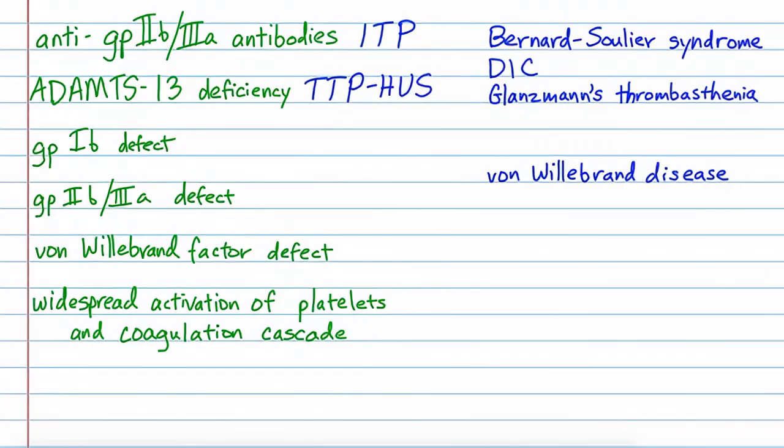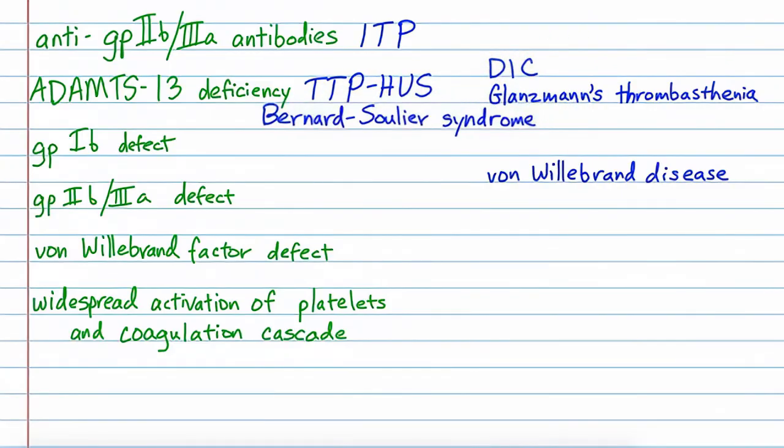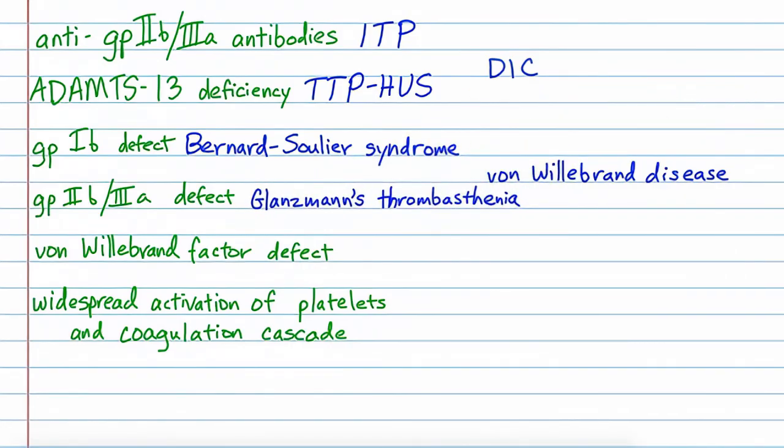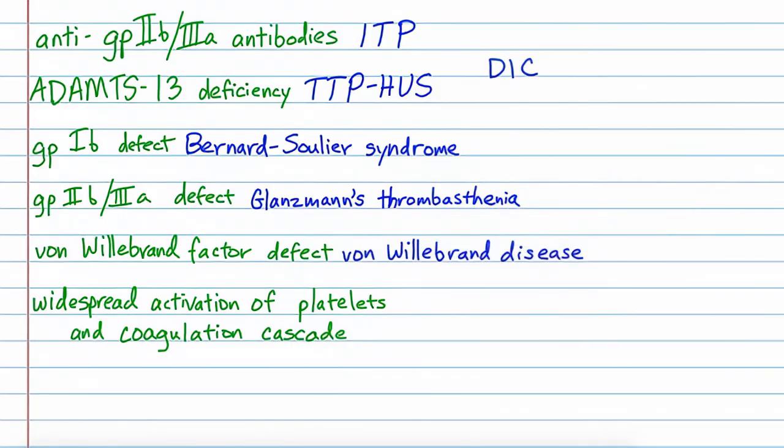Glycoprotein 1B defects are seen in Bernard-Soulier syndrome. Then glycoprotein 2B3A defects are seen in Glanzmann's thrombasthenia. Then obviously von Willebrand factor defect is associated with von Willebrand disease. And widespread activation of platelets and the coagulation cascade is DIC.